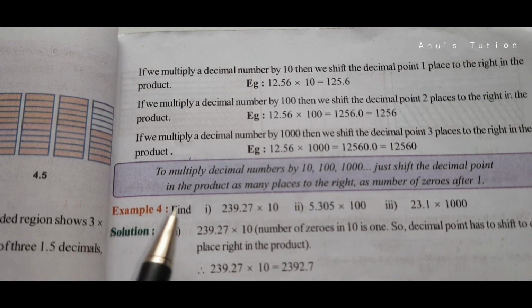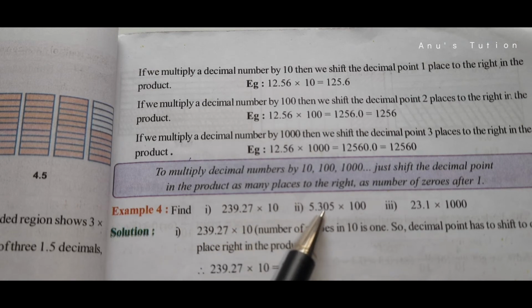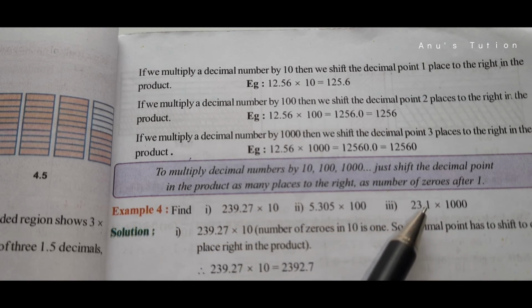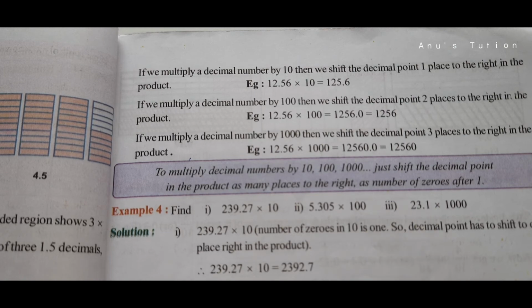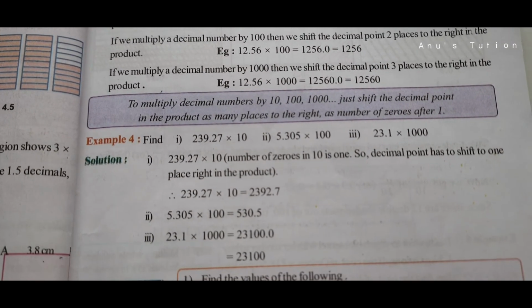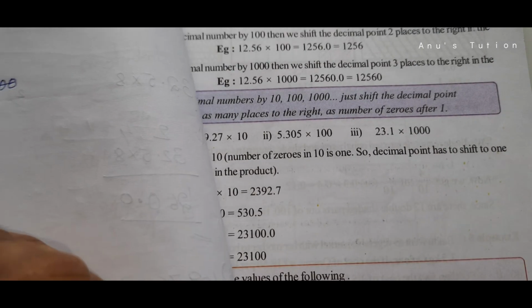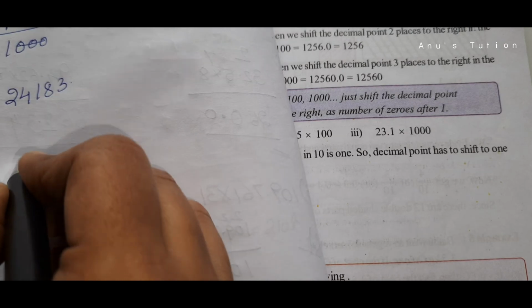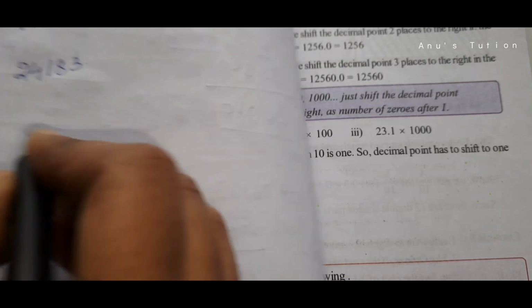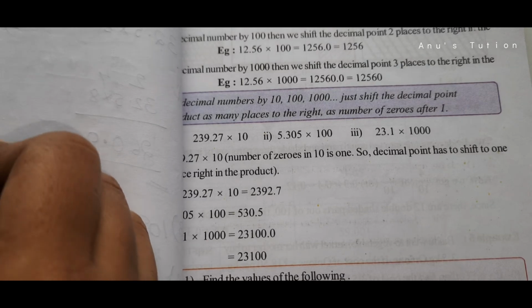So here are the examples. Find 239.27 into 10, 5.305 into 100 and 23.1 into 1000. Now we will do it. 239.27 into 10.